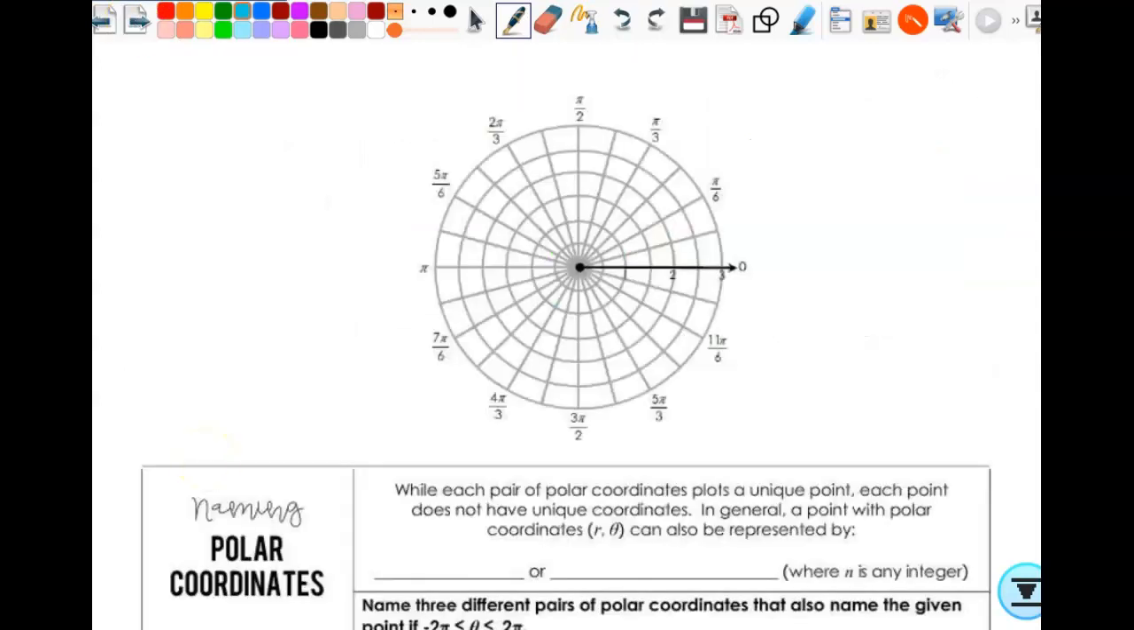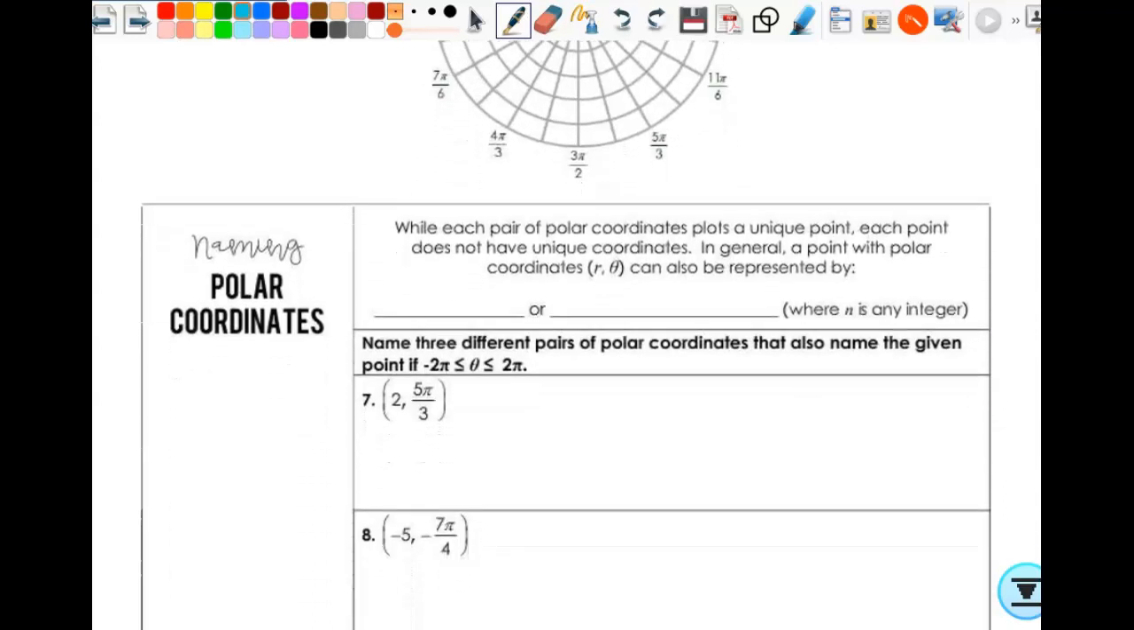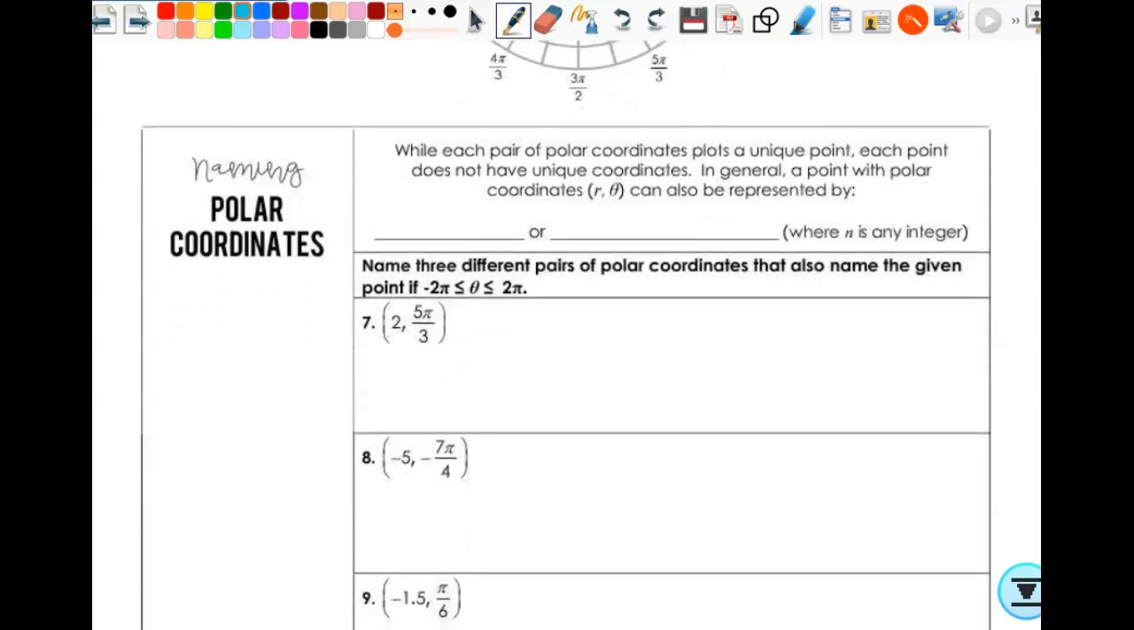So this says, while each pair of polar coordinates plots a unique point, each point does not have unique coordinates. In general, a point with polar coordinates (r, theta) can also be represented by blank. All right, so we're going to write this out, and then I'm going to re-explain that wording, because that type of wording can be confusing, I know.